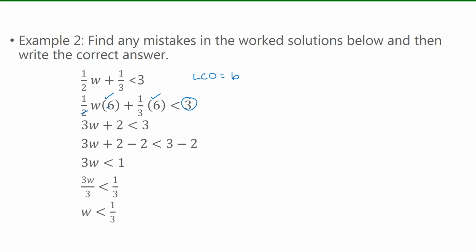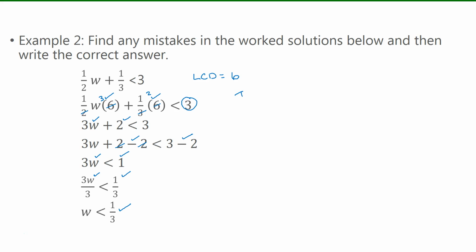Now 2 can go into 6 3 times. Multiplying 1 times w times 3, you get 3w. 3 can go into 6 twice. 1 times 2 is 2. Next, they subtracted 2 from both sides and got 3w is less than 1. Then they divided both sides by 3 and got w is less than 1/3.